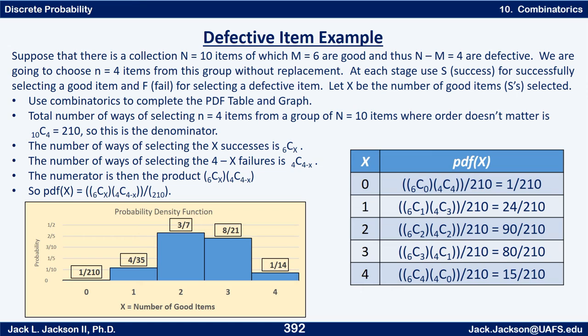Now, if you think about it, there are 6 successfully good items to choose from, and we're going to choose X of those. So that's 6 choose X ways of selecting those successes. But then we have to select the failures as well. There are 4 failures to choose from, and we're going to choose 4 minus X of those for the number of failures. So the product of those two is going to be our numerator: 6 choose X times 4 choose 4 minus X. And of course, divide that by 210, that's going to be our PDF formula.